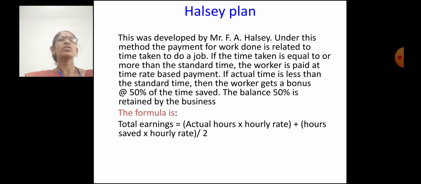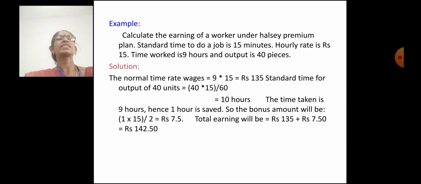The formula: total earnings equals actual hours multiplied by the hourly rate, plus hours saved multiplied by the hourly rate, divided by 2. Example: calculate the earnings of a worker under the Halsey premium plan. Standard time for a job is 15 minutes, hourly rate rupees 15, time worked 9 hours, output 40 pieces. The normal time rate wages are 9 into 15 equals 135. Standard time for an output of 40 units equals 40 multiplied by 15 divided by 60, which is 10 hours.